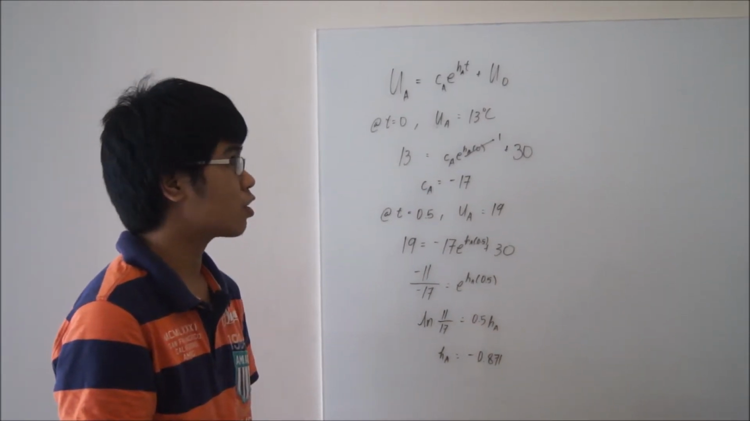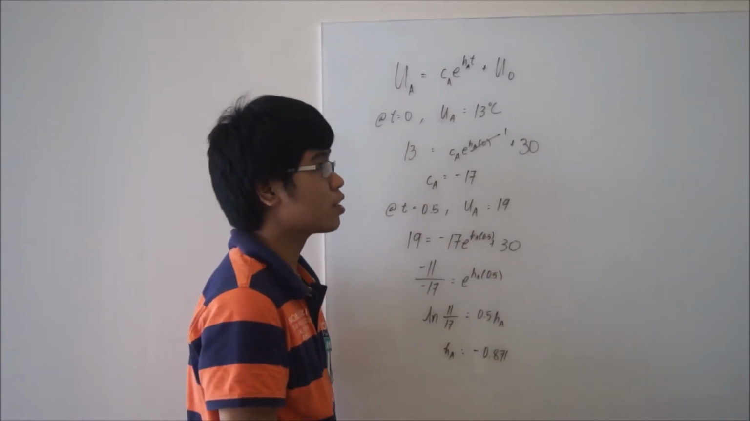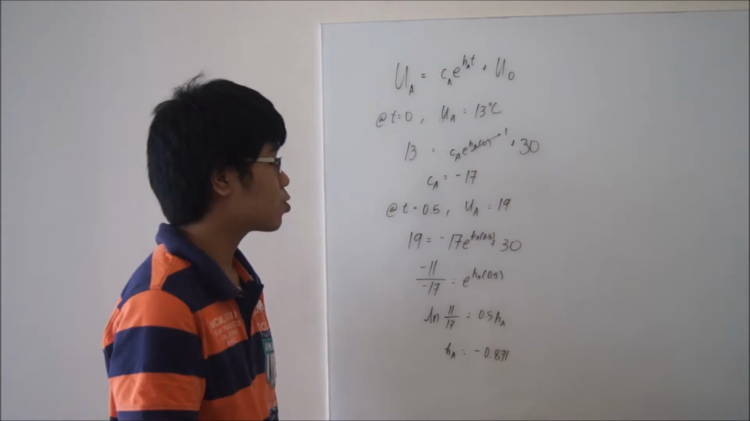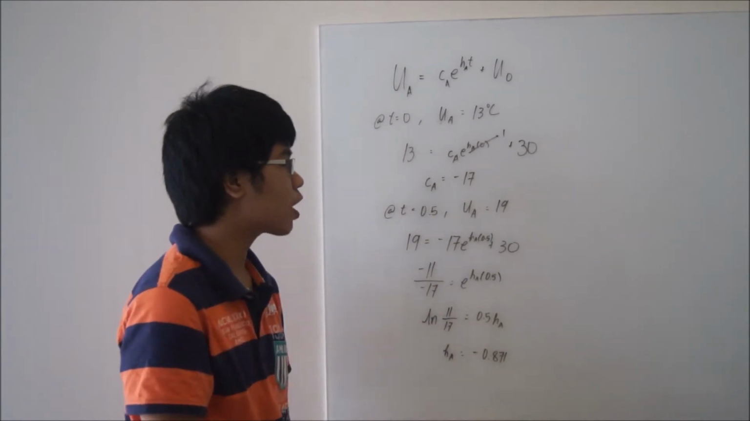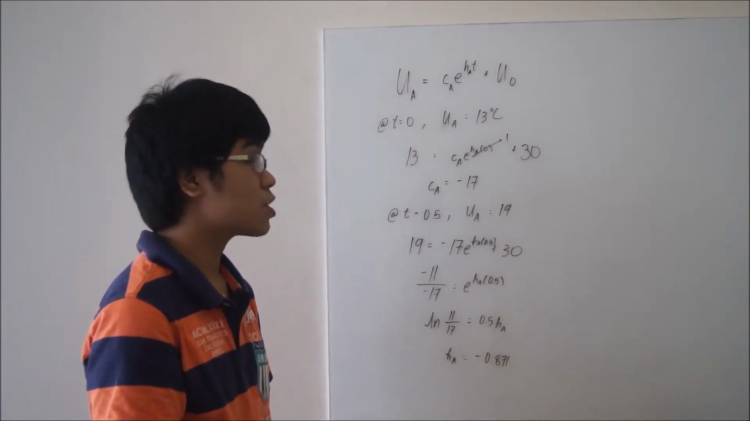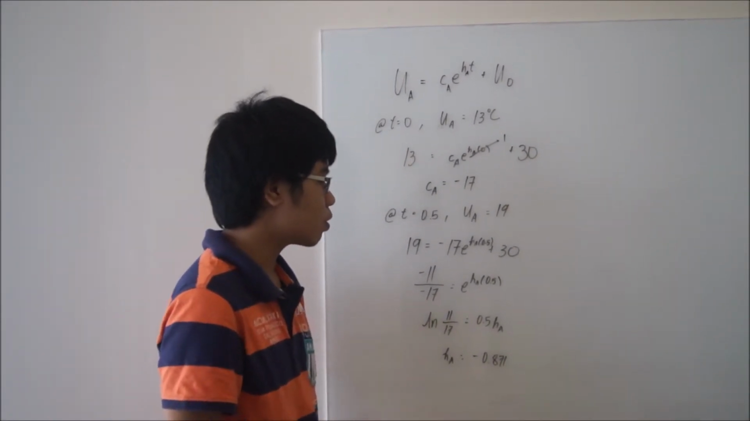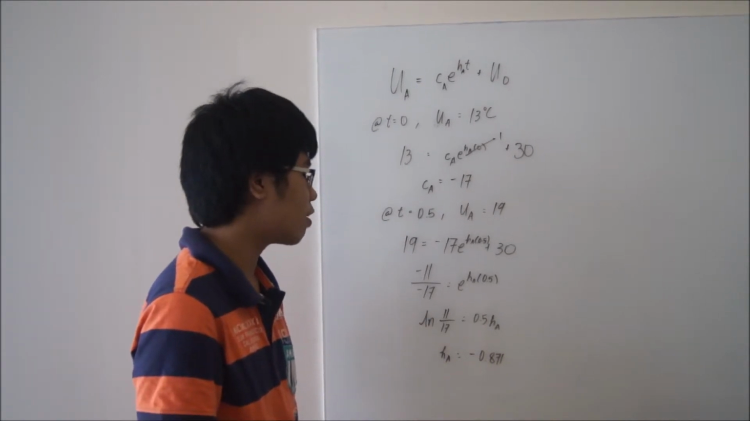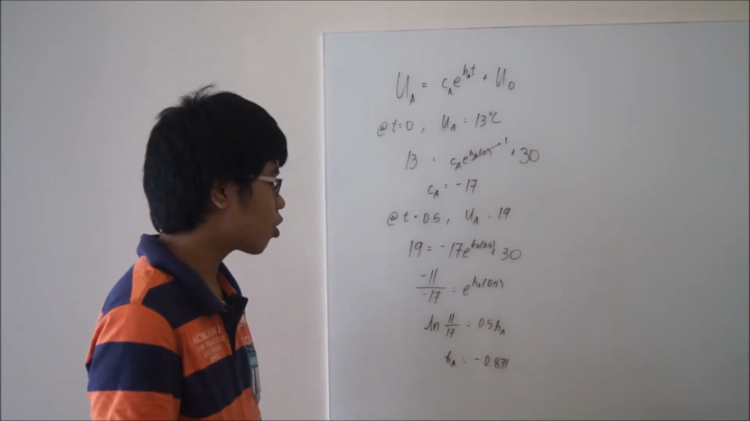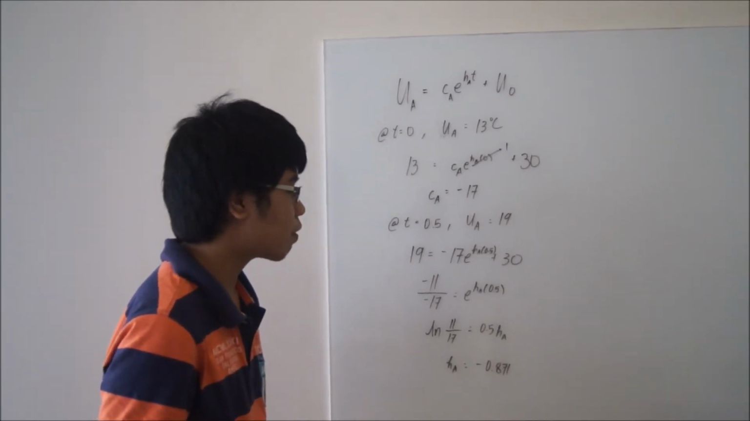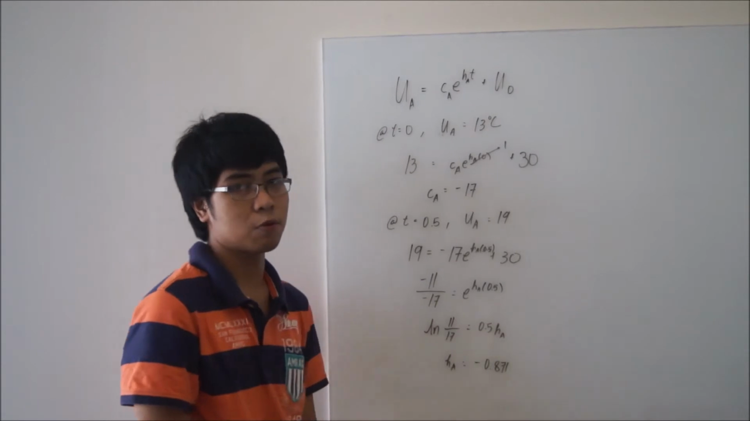And now we need to solve for the second constant in the equation. At T equals 0.5, we know that the temperature of the cold dessert is 19 degrees Celsius. Again, substituting the values into the original equation and substituting the value of CA, we get 19 is equal to negative 17 e raised to HA times 0.5 plus 30. And simplifying the equation, we get 11 over 17 is equal to e raised to HA times 0.5. Now, if we express the equation in its logarithmic form, we get the natural logarithm of 11 over 17 equals 0.5 HA, and simplifying, we obtain the result of HA equals negative 0.87.